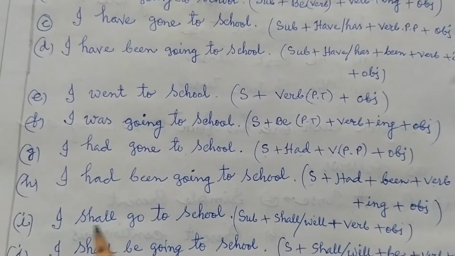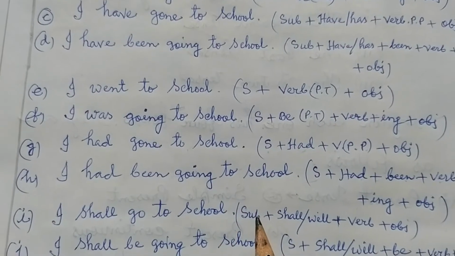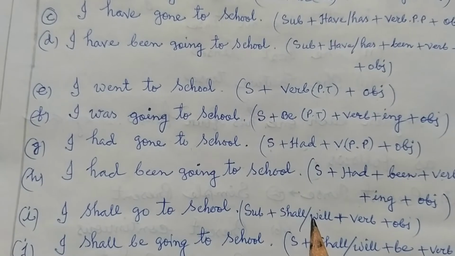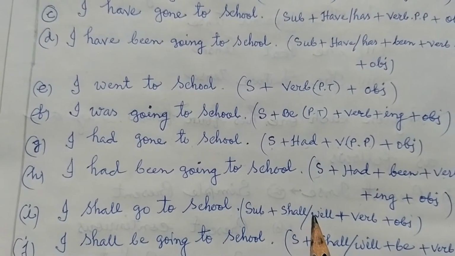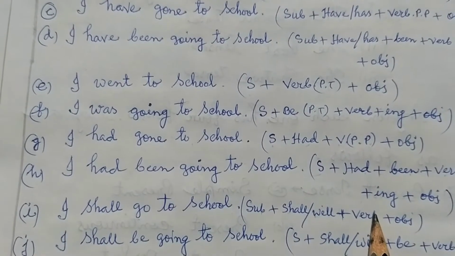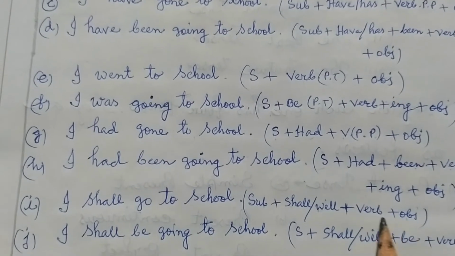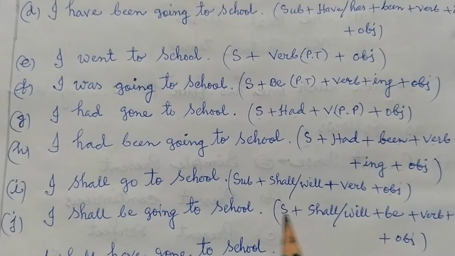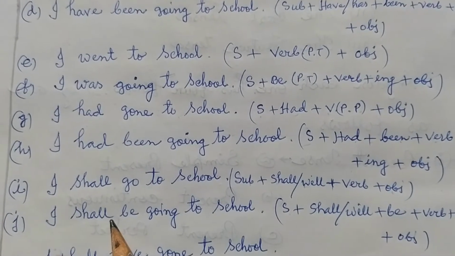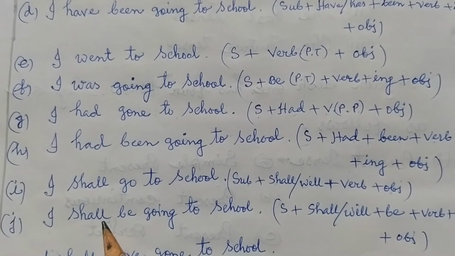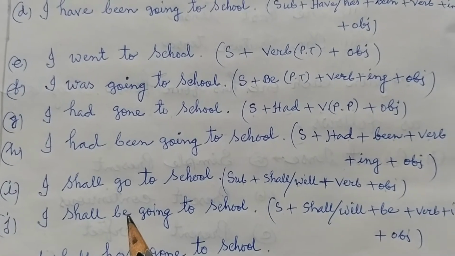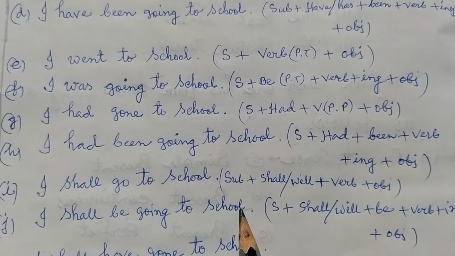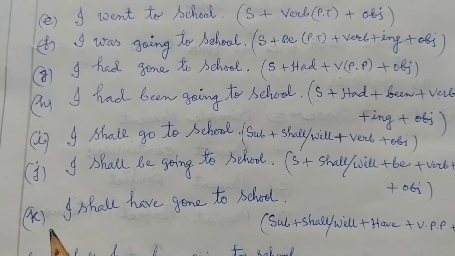Next, I number, I shall go to school. Subject I, shall or will, plus verb go plus object to school. Next, J number, I shall be going to school. I is the subject. Shall or will. Next, be. Next verb. Next ing. Next object to school.